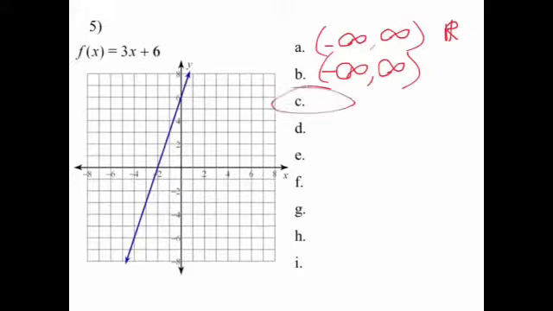And then that brings us to the next part, which is just the x-intercept, which is right there. That's the point negative 2, 0. And the y-intercept is right here. It's the point 0, 6. So I'm going to put that down.